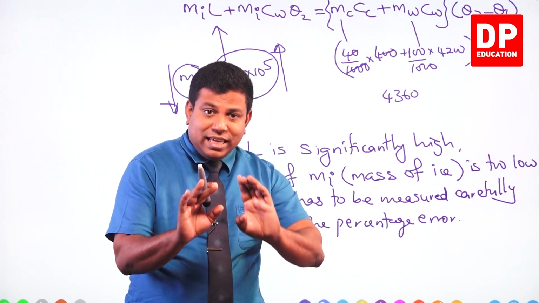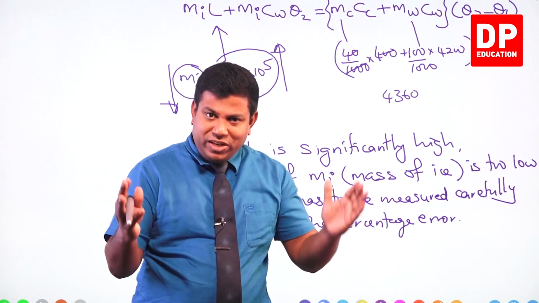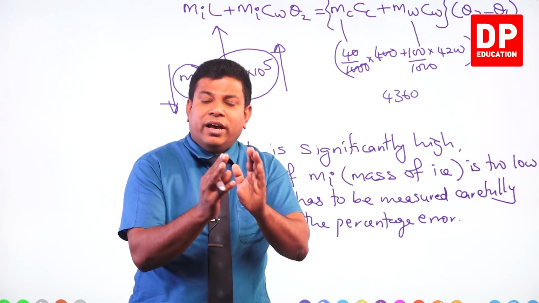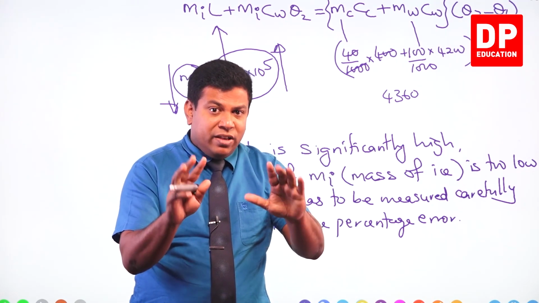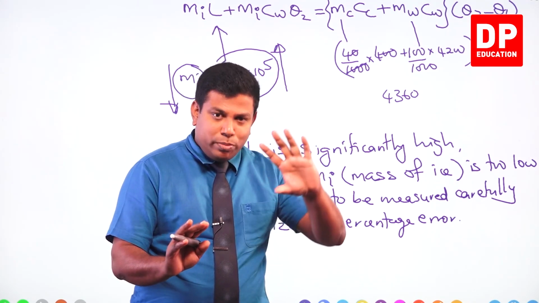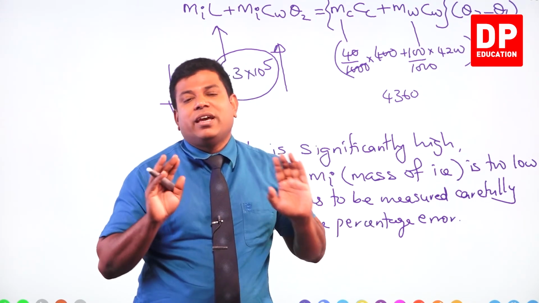Understood? This is the reason why, because when the values become smaller and smaller, the error percentage is going to be bigger. We should not allow that. We should make sure there is no error, measure it carefully.